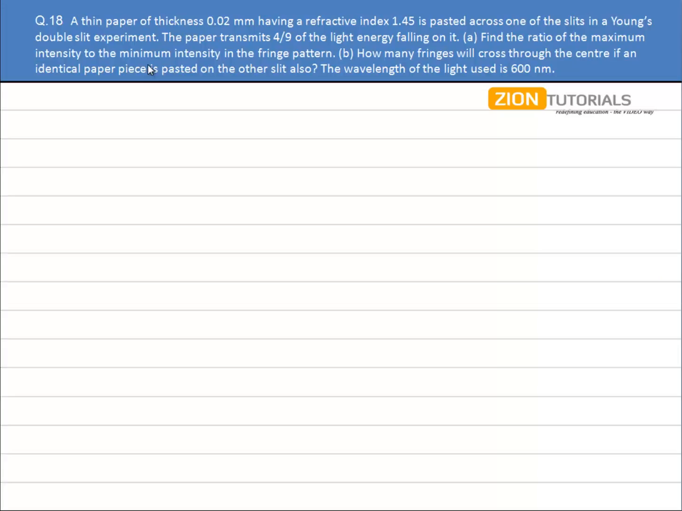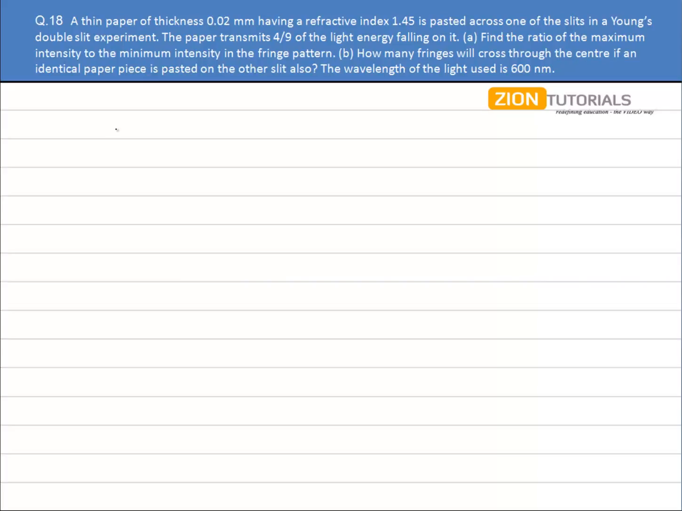A thin paper of thickness 0.02 millimeter having refractive index of 1.5 is pasted on one of the slits in a YDSE. The paper transmits 4/9 of the light energy falling on it. Find the ratio of the maximum intensity to the minimum intensity in the fringe pattern. How many fringes will cross through the center if an identical paper piece is pasted on the other slit too? The wavelength of the light used is 600 nanometer.